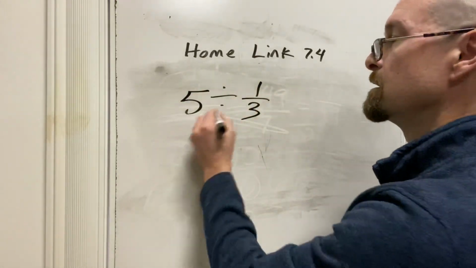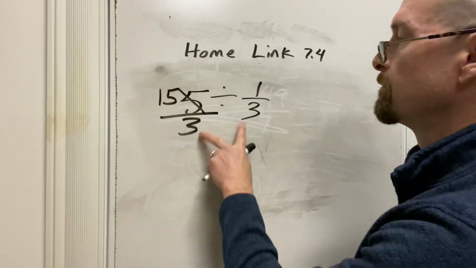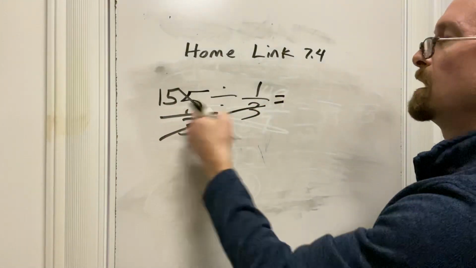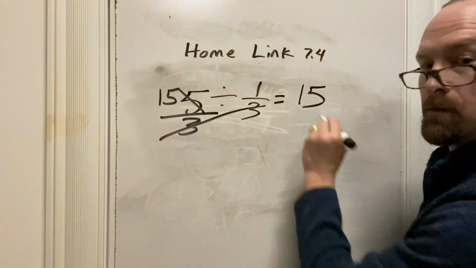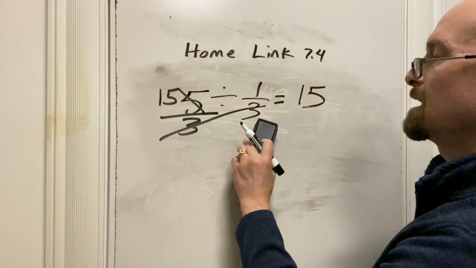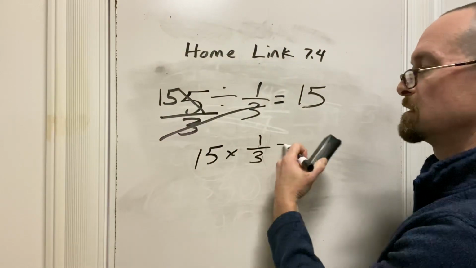Get the denominators the same. Boom. That's how you get them the same. Multiply that times 3, and go bye-bye. 15 divided by 1 is 15. There's number 1. Go ahead and check it by saying 15 times a third, and see what you get.